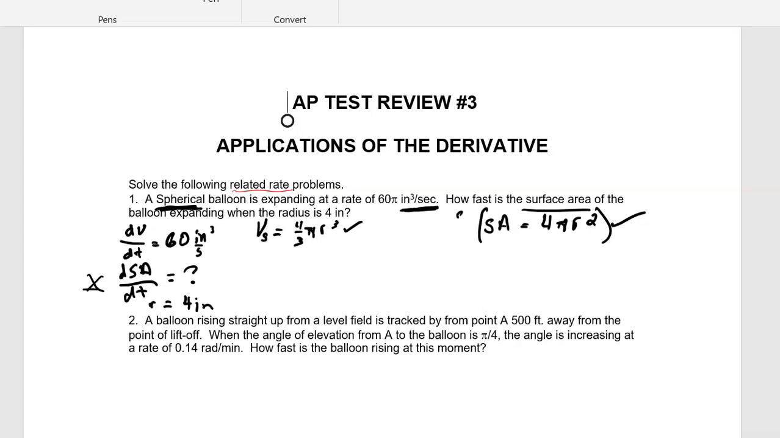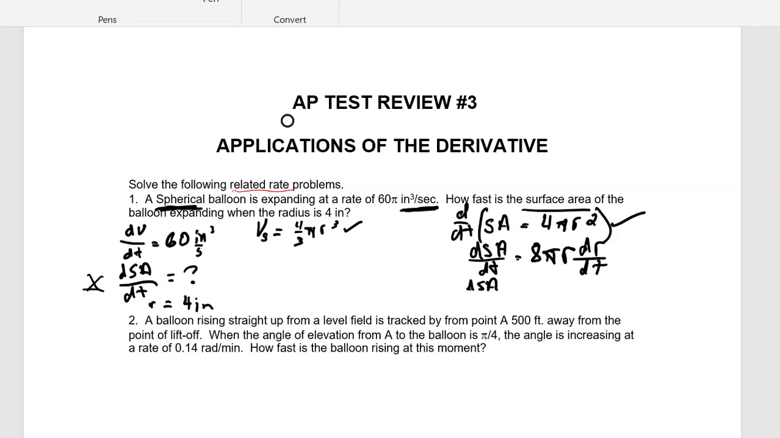Since this question is ultimately asking you for the change in surface area, we would first go to this one and take the derivative of this with respect to time. That would give us the change in surface area over the change in time. Over here we take our derivative, we get 8 pi r, and then that would be the change in the radius with respect to time.